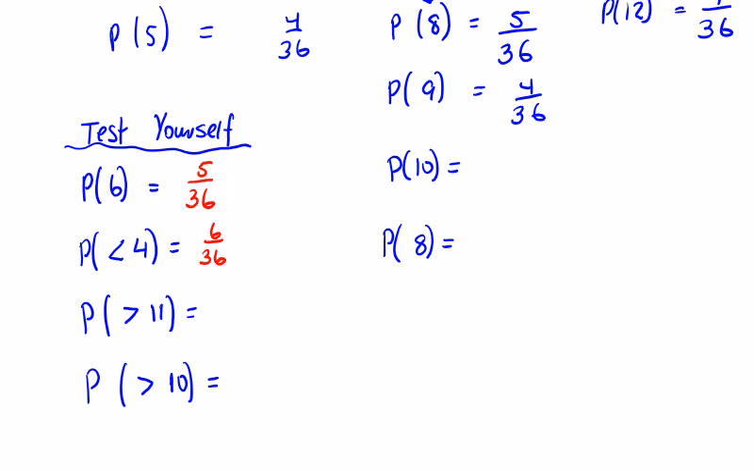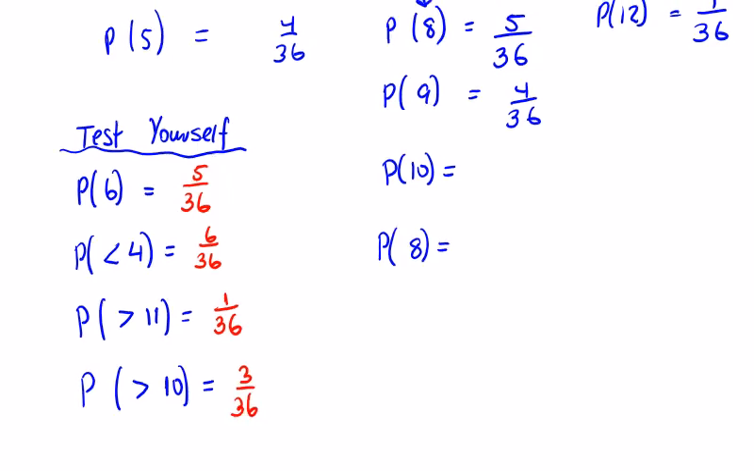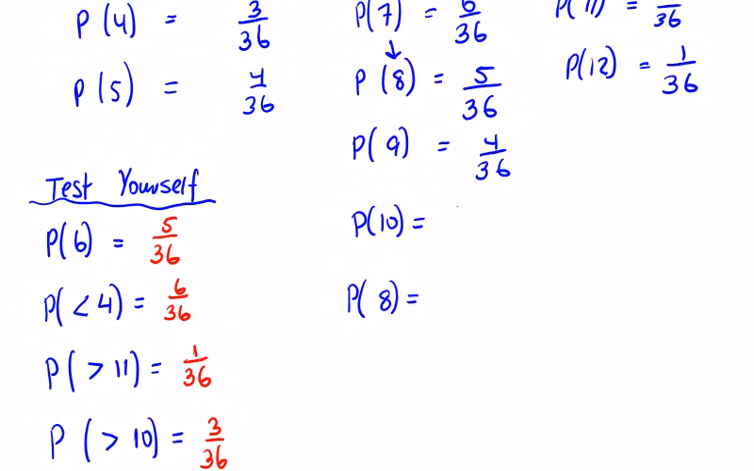Greater than 11, well, the only one greater than 11 is a 12. So 1 over 36. Greater than 10 has to be 11 or 12, and there's 2 11s and 1 12. So 3 over 36. And you can see I'm not simplifying these fractions. The probability of a 10 and 3 is 36. And the probability of an 8 and 5 is 36.